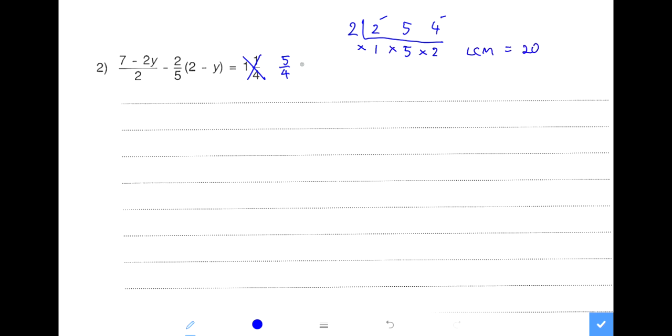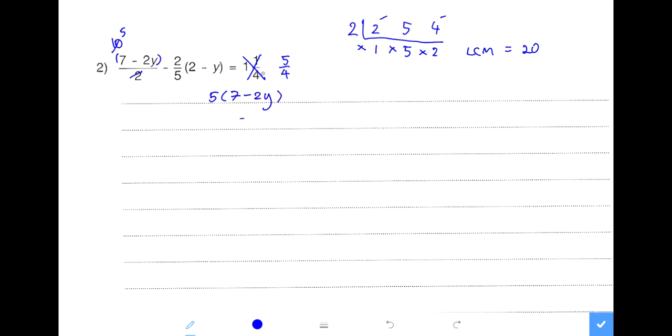I'm going to multiply all of them by 20 to change them all to integers. Okay. So multiply there, 10 will be divided by 2. So you have a 5 there. So 5 will be multiplying to this group. So you go 5 and then 7 minus 2y.